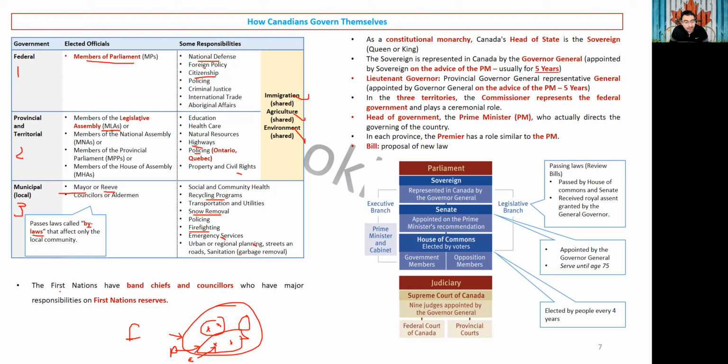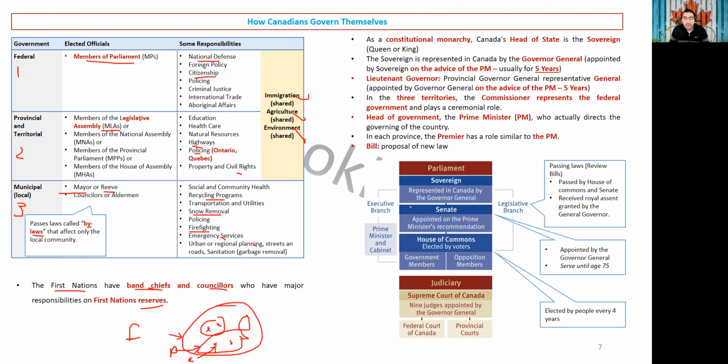But in the First Nations, inside the reserves or this area of land, they have something called band chiefs and councils who have major responsibility. So who actually controls the reserve of the First Nation people? The band chief and councils.